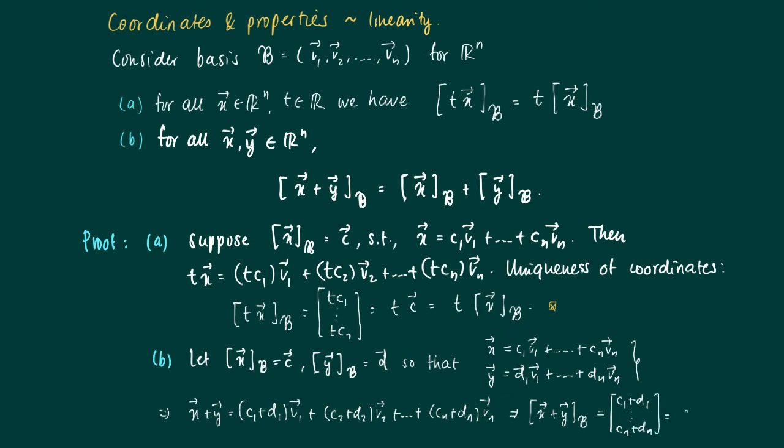And we may split this vector into c plus d, which equals the coordinates of x with respect to beta, plus the coordinates of y expressed in beta.